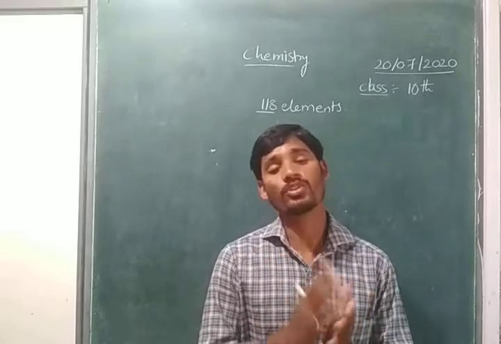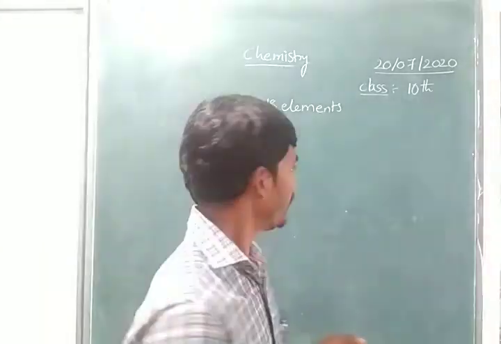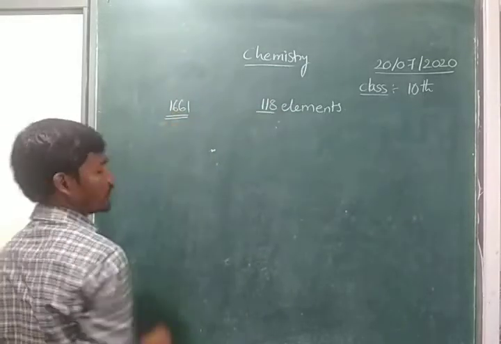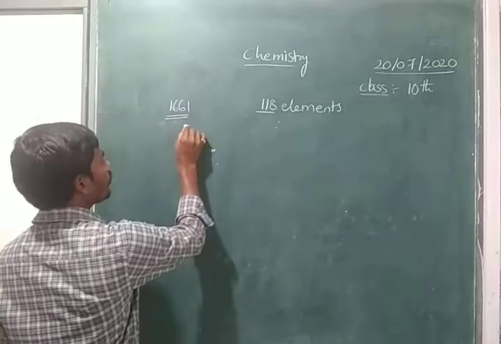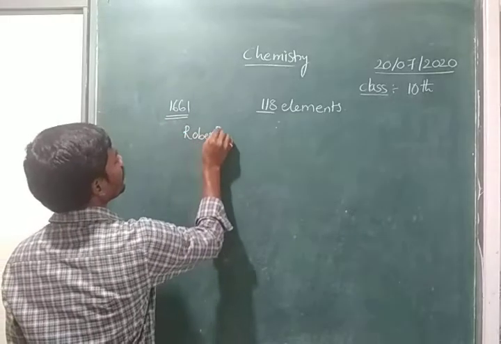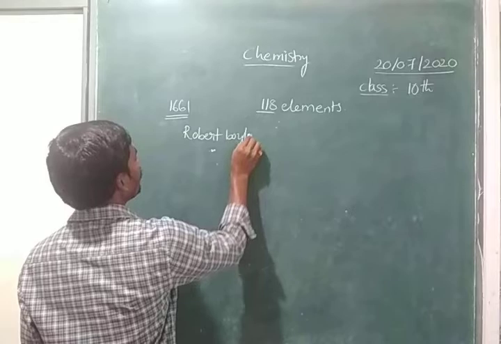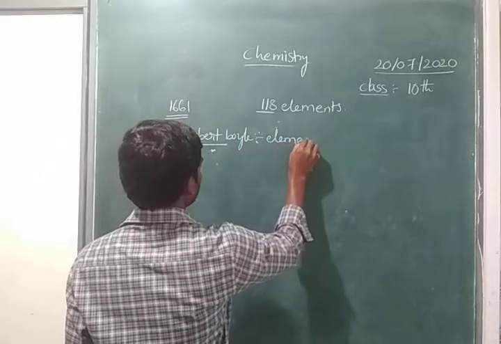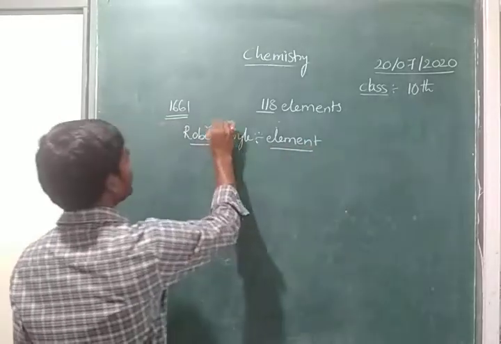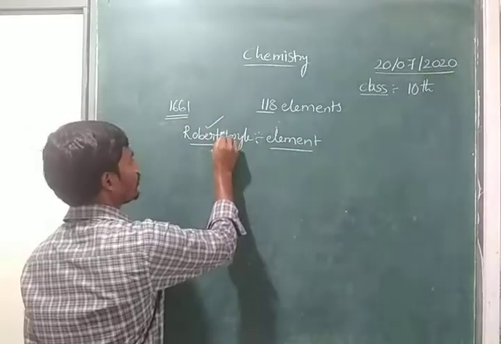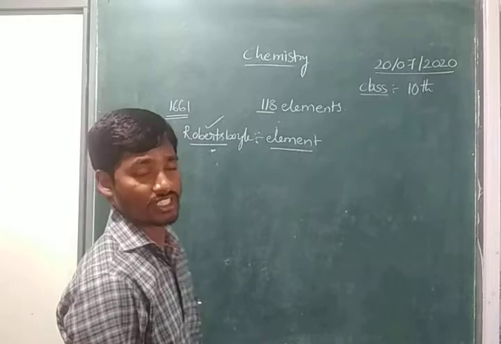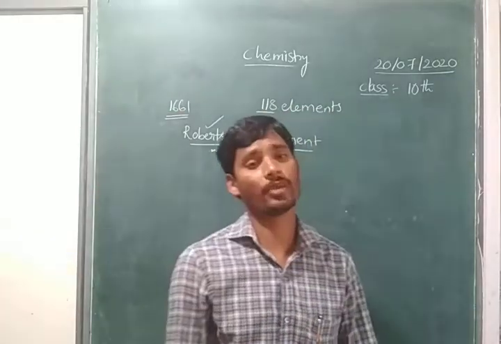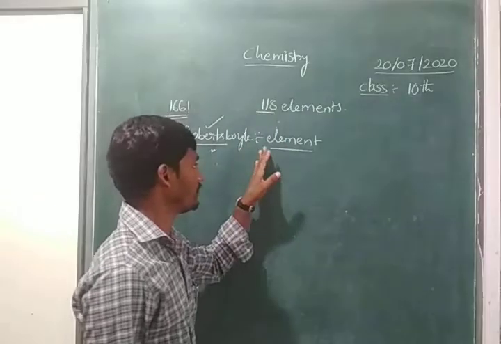See here, in that process, first of all, in the year 1661, one of the scientists, Robert Boyle, gave a definition for the element. Who is the scientist, children? Robert Boyle. The definition of element was given by Robert Boyle.